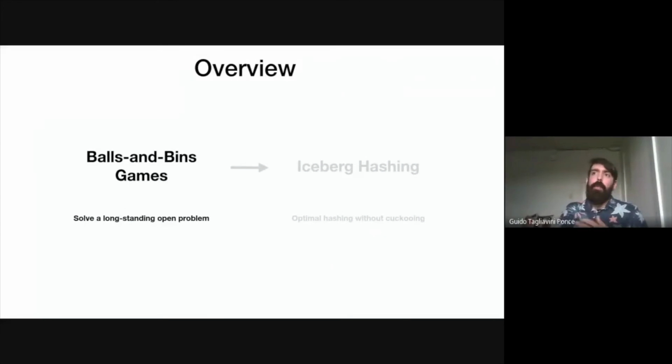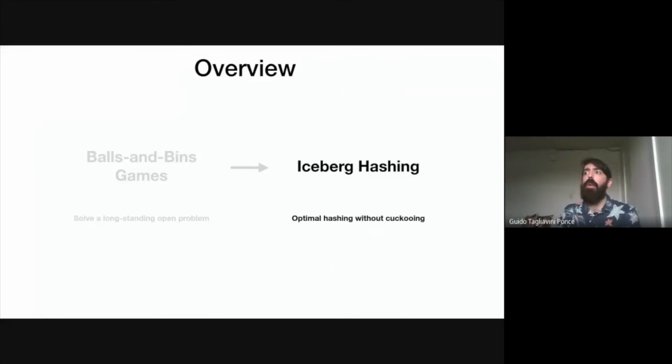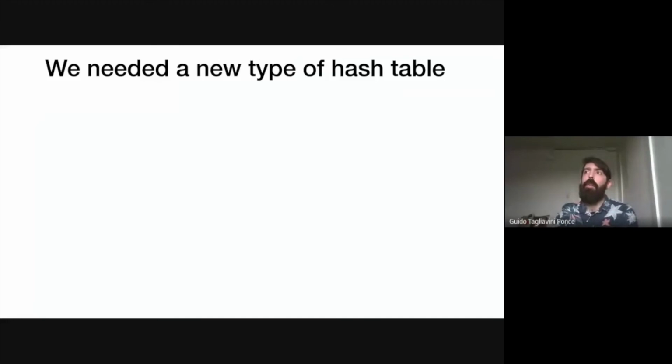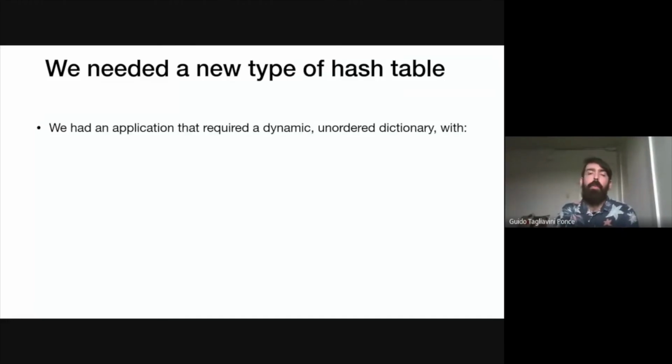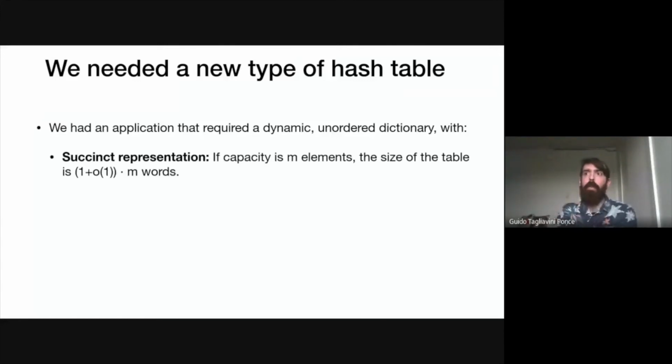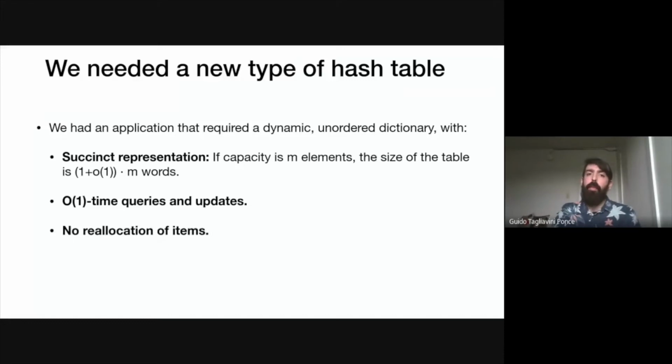Okay, so with this new theorem, we're going to construct an Iceberg hash table. We solved this balls and bins problem because we had an application that required a dynamic unordered dictionary with the following requirements. It has a succinct representation, meaning that if you have capacity for m elements, the size of the table is 1 plus little o of 1 times m words. It has constant time queries and updates. It doesn't reallocate items. And it has compact fingers.